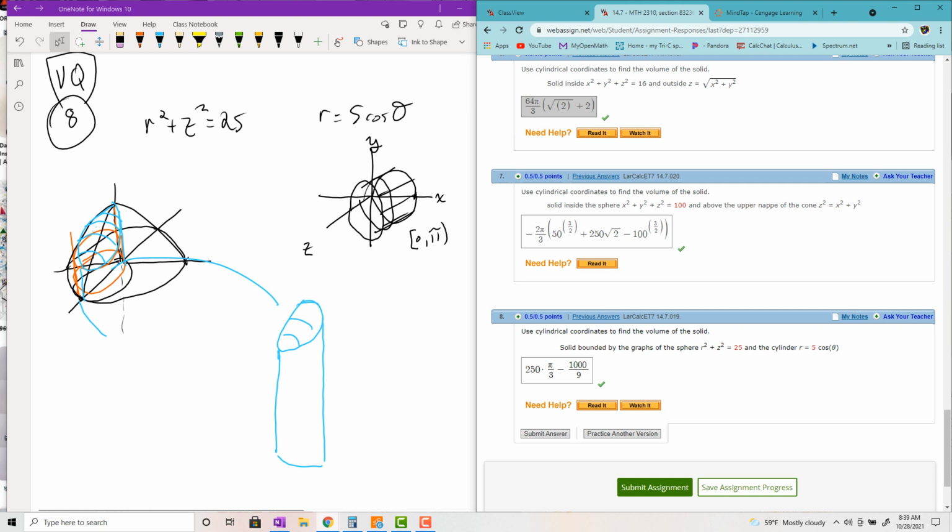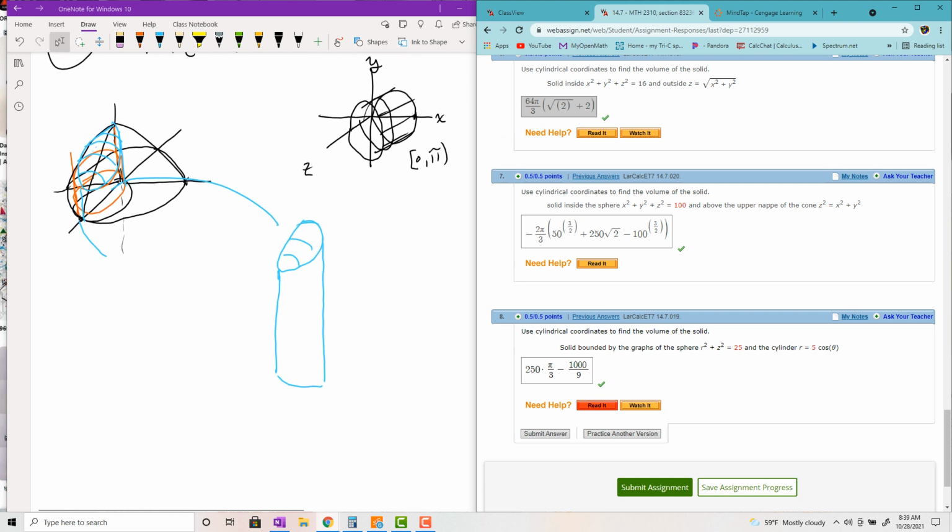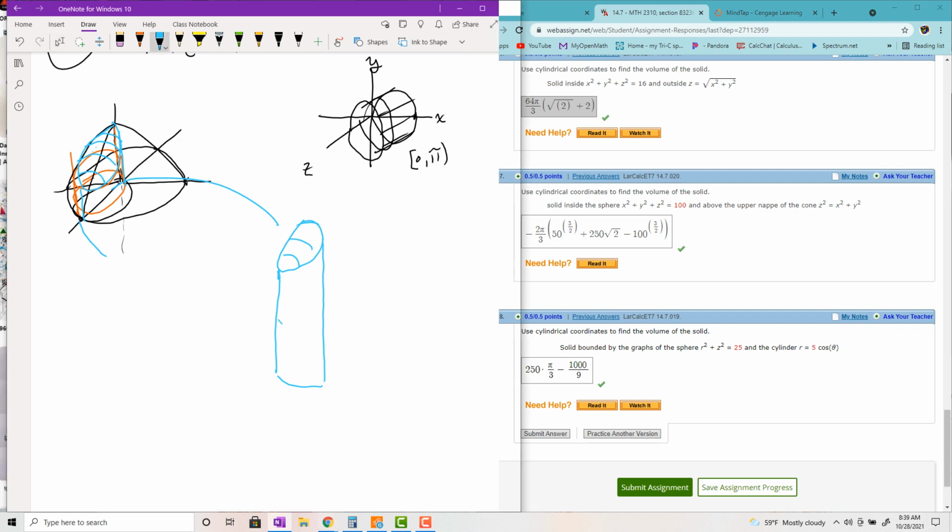So what I'm going to do first off is cut that sphere in half, and just figure out basically the volume of this top part that I already have built over here. Okay.